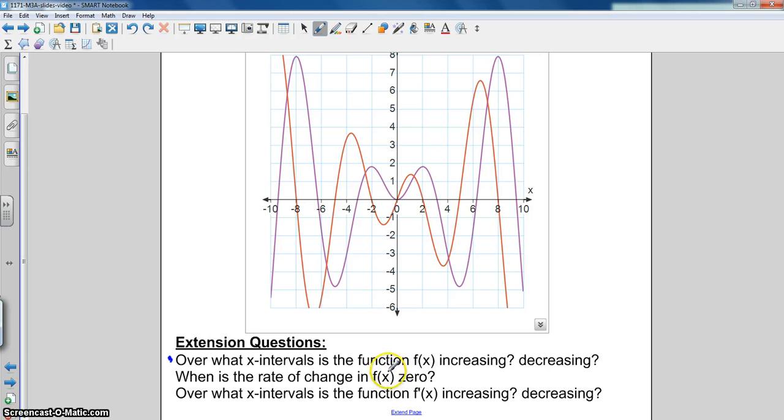When is the rate of change in f of x 0? Okay, so I think that would be when do you cross the x-axis for the derivative? And then lastly, and probably the most challenging question, is what intervals is the function f prime increasing and decreasing? Okay, so you actually have to look at f prime now and consider, okay, when is it increasing and when is it decreasing? So, for example, it would be decreasing, say, between negative 3.5 and negative 1. Okay, so keep those things in mind.